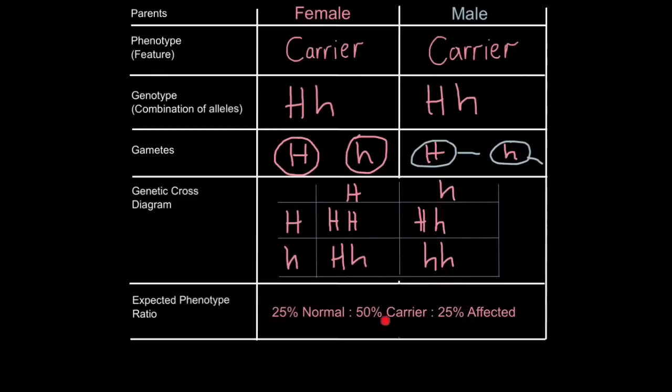Remember, this only shows you probability. I mean, they could have many children, then all be normal, but it's unlikely if you look at the probability.